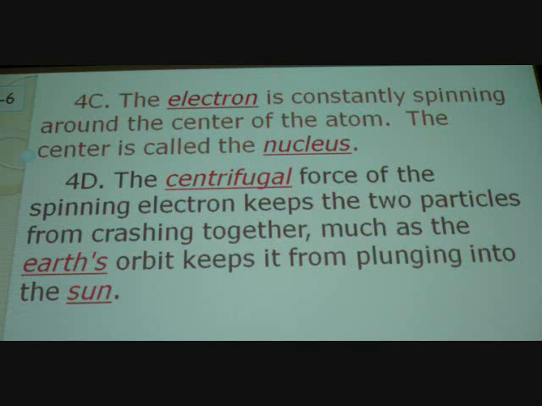Let me ask you a question about that word nucleus. In a cell, is the nucleus always dead center? No. Can be on the side? Yeah. In an atom, the nucleus is always dead center, but in your cells, it can be anywhere, on the edge, in the middle. And some of your cells don't even have a nucleus.